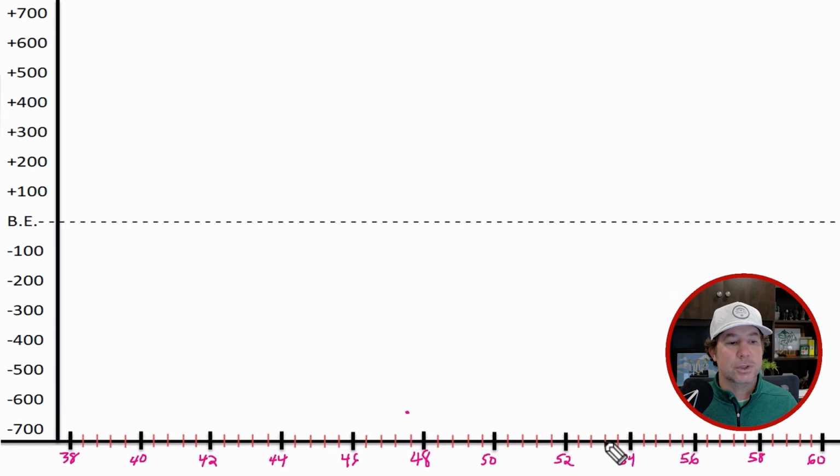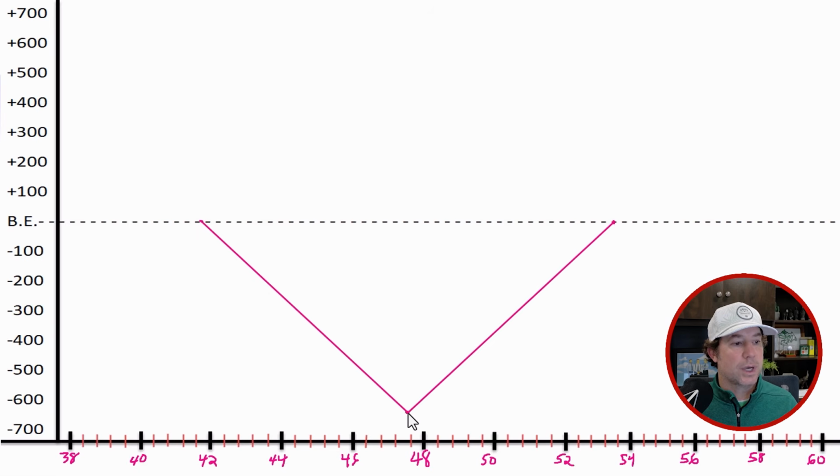Our break-evens were 53.50, which would be like right up in here, and 41.50 per share, which would be right in here somewhere, between 40 and 42. And then we can drag these lines that connect those up. So this is the way that a straddle risk graph would look.